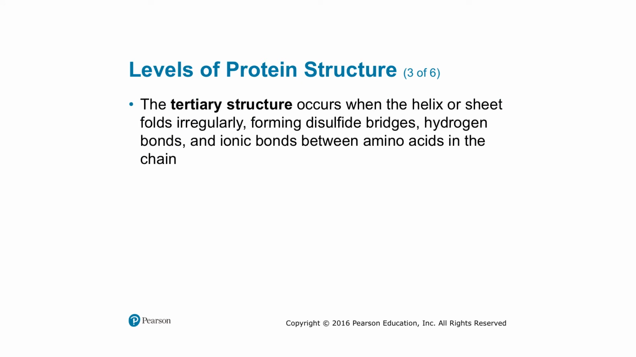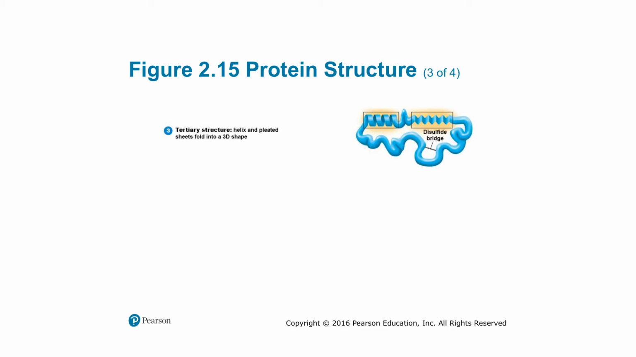Tertiary structure is when the helix or sheet folds irregularly, forming disulfide bridges, hydrogen bonds, and ionic bonds between amino acids in the chain. This is when the protein becomes functional. If it doesn't fold correctly, it's not going to be functional. It has to fold correctly, and it has to have all the other prosthetic groups put in for it to take that tertiary structure.